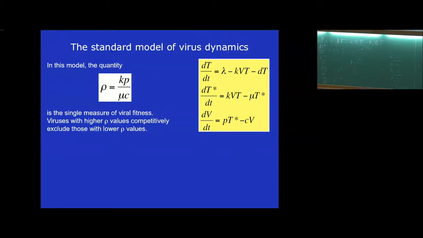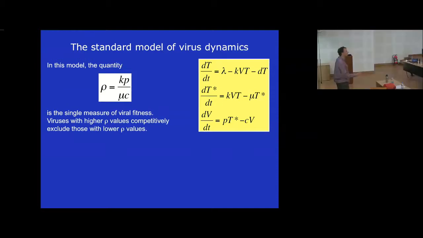And we call that competitive exclusion. So one of the viruses will competitively exclude the other one. It prevents it from being able to live.